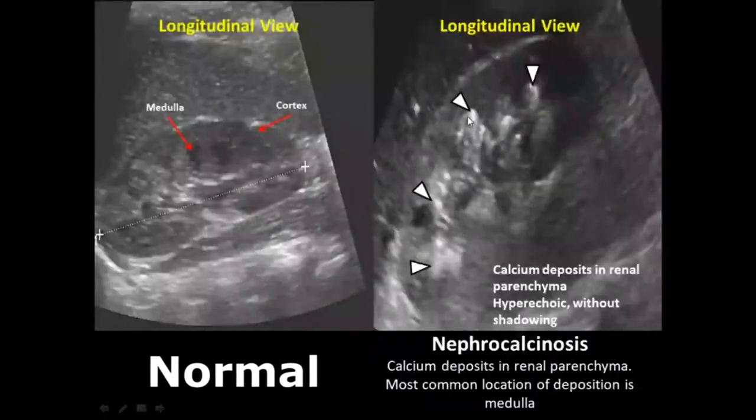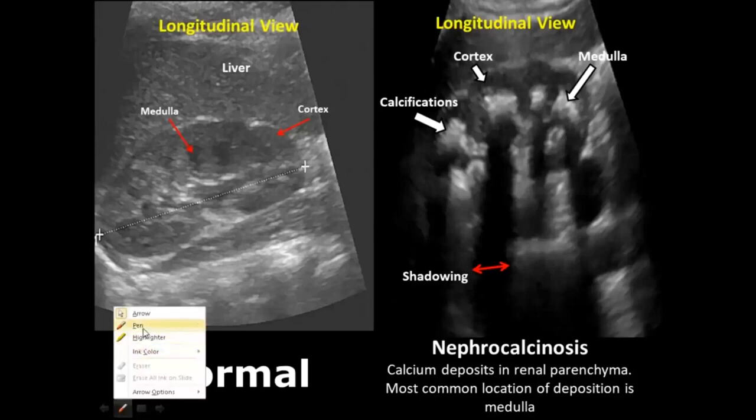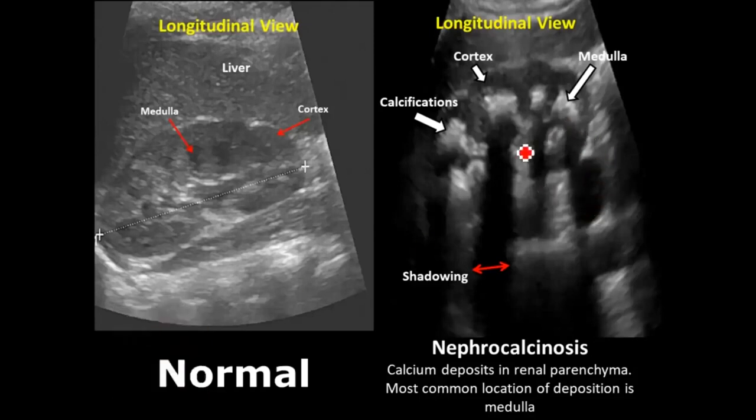Nephrocalcinosis is a condition in which calcium is deposited in renal parenchyma. Most common location is the medulla, and we can see the hyperechoic regions. These are the calcium deposits throughout the medullary regions. The density of the calcifications is more in this image, that's why it leads to shadowing, posterior acoustic shadowing. Here's another one over here, and this one is also in the medullary region. It has occupied the medullary pyramids.